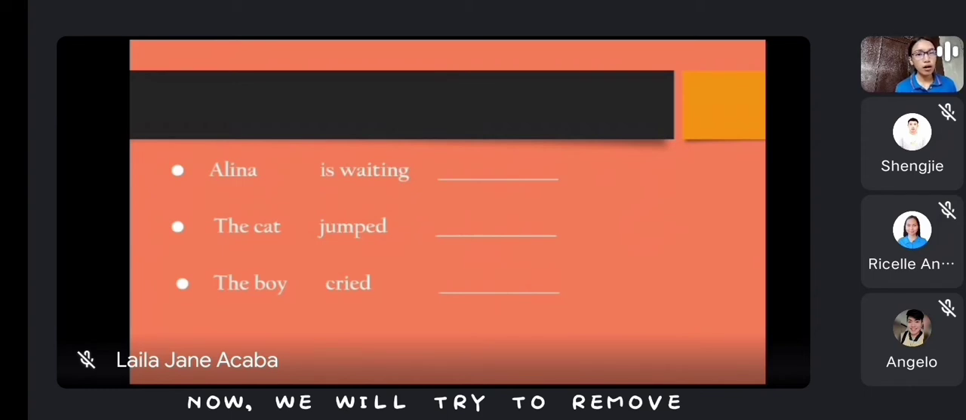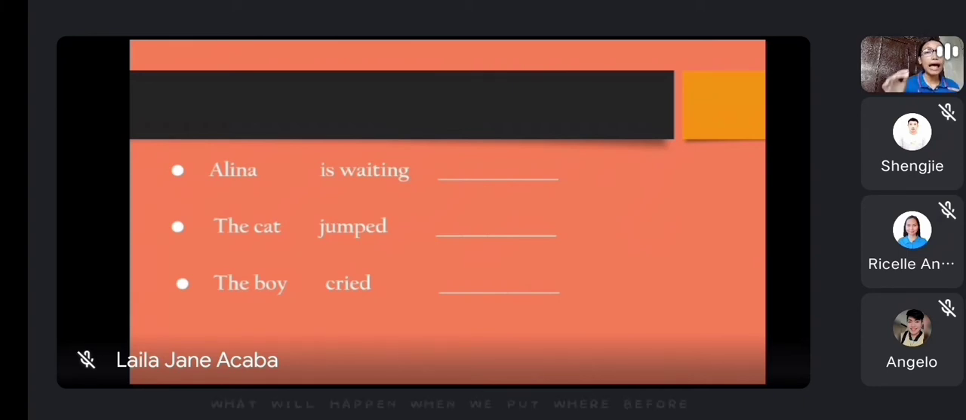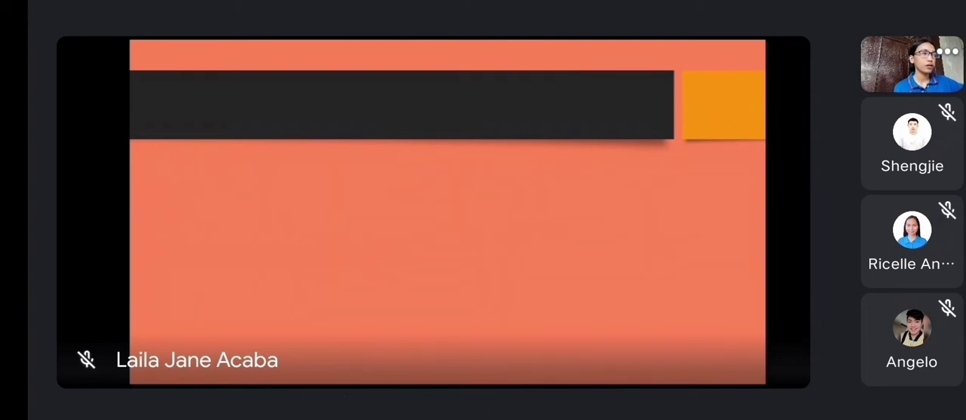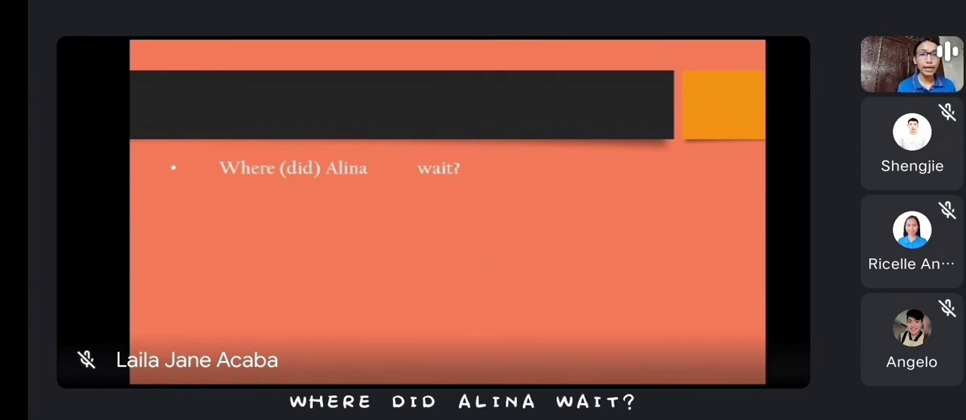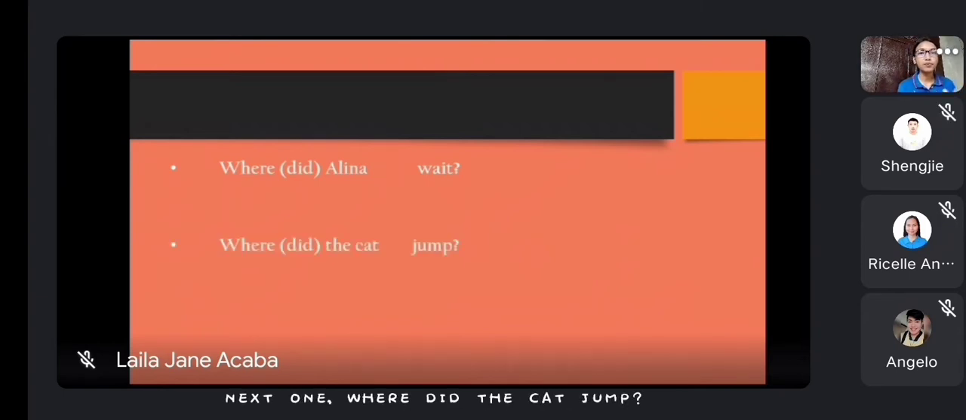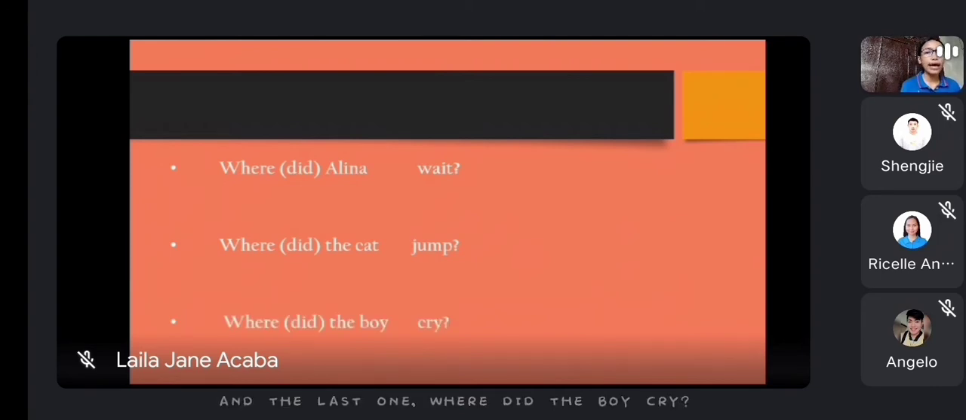Now, we will try to remove the preposition and its object, and we will see what will happen if we put where before the subject and the verb. It will become like this. Where did Alina wait? According to the sentence we've had earlier, where did Alina wait? Ma'am, Joseph. Okay, Joseph. At the corner. Okay, very good. The next one, where did the cat jump? Ma'am, Angela po. Okay, Angela. On the table. Okay, very good. And the last one, where did the boy cry?